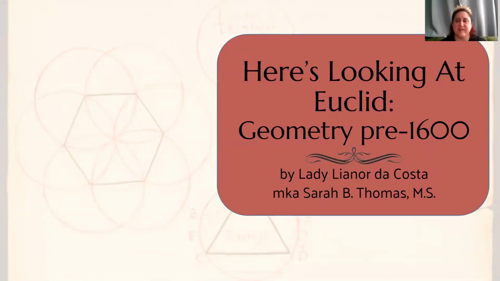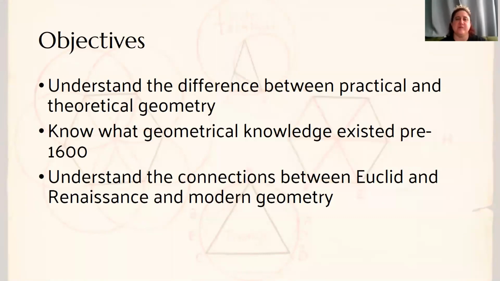Welcome to this history of geometry class, which I have named Here's Looking at Euclid. Our objectives for today: we're going to understand the difference between practical and theoretical geometry, and we're going to follow a little bit of the history of geometry. We're going to meet some of the big players in geometry. And we're also going to understand the connections between the ancient Greek geometry and the geometry that we have today.